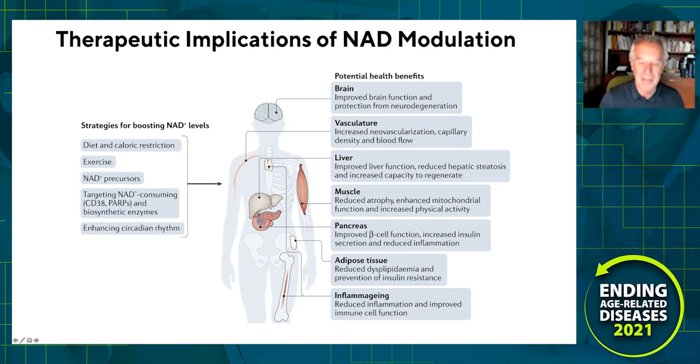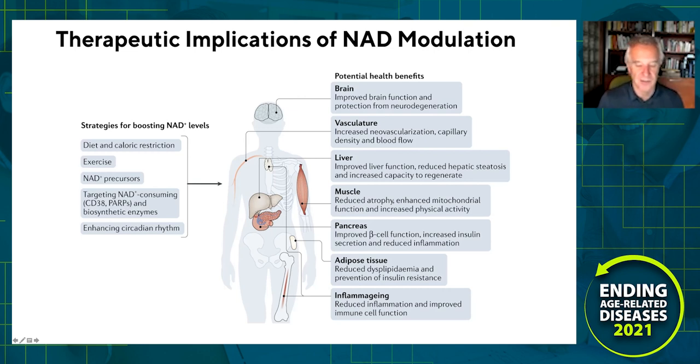Now, the expected health benefits of these are multiple. As I mentioned, one that we would hope for in the long term is a suppression of epigenetic drift by maintaining the epigenetic machinery in the best form possible. There's evidence in lower animal models for improved brain function and protection from neurodegeneration. In the vascular system, there's increased neovascularization, increased capillary density and blood flow in different tissues. There's improved liver function, reduced liver steatosis, or fatty liver, and increased capacity to regenerate. In the muscle, there's decreased atrophy, so hopefully an inhibition of sarcopenia, enhanced mitochondrial function, and increased physical activity.